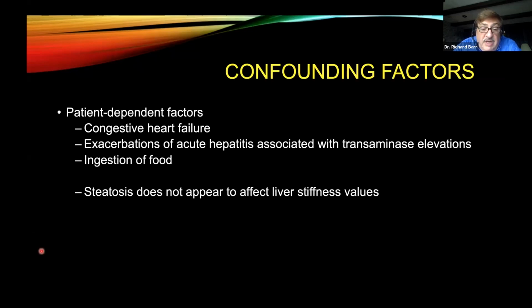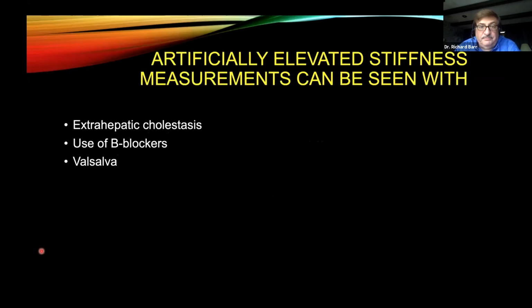In the near future, we're going to be doing something called dispersion. It's not available yet on the system, where we're going to actually vary the RFE frequency, and that change in that frequency will allow us to do some new features, and that will be affected by steatosis, and that may be one way that we can actually quantify steatosis in the near future. Other things that will artificially elevate stiffness measurements: extrahepatic cholecystasis, the use of beta blockers, which can change the portal pressures, and as I showed you in myself, doing a Valsalva maneuver.